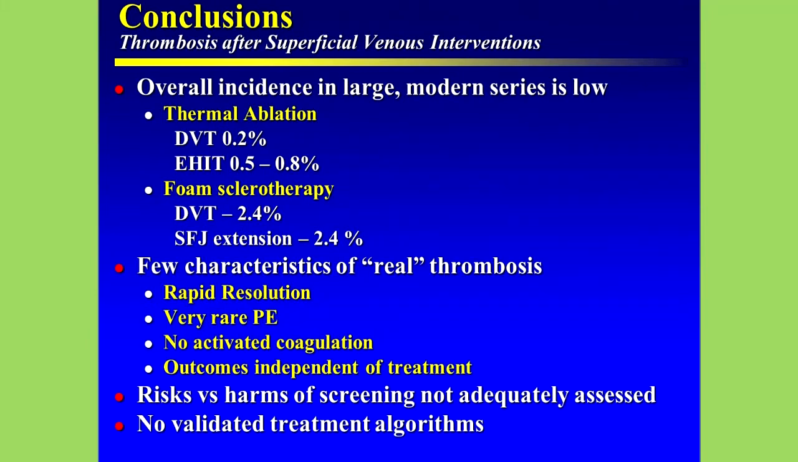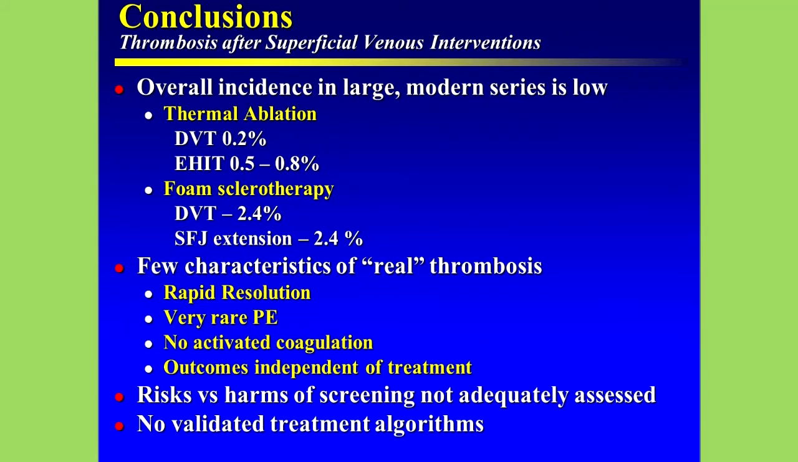So in conclusion, regarding thrombosis after endovenous ablation, in modern large series the incidence is very low, with an incidence of EHIT of somewhere between 0.5 and 0.8% for thermal ablation and about 2% for foam sclerotherapy. This has few characteristics of a real deep venous thrombosis, and for those of you who did pathology in medical school, I'm sure everyone did, these are probably really clots, not thrombosis. They're not something formed by activated coagulation in flowing blood.